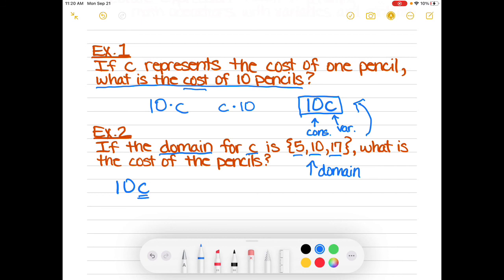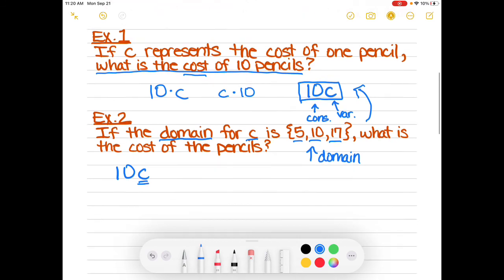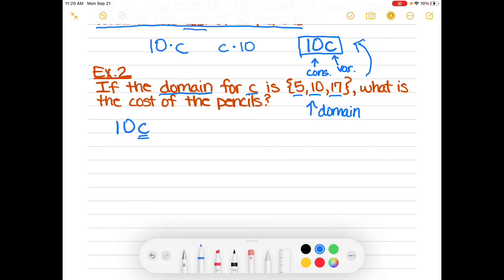So they're saying, what if my pencils cost 5 cents? What if my pencils cost 10 cents? And what if my pencils cost 17 cents? When I do that, instead of having C there, I'm going to put in those numbers. So I'm going to have 10 times 5 as my first one because I'm putting the 5 in from here. If they cost 5 cents, then my answer would be 50 cents, right? The 10 pencils would cost 50 cents.